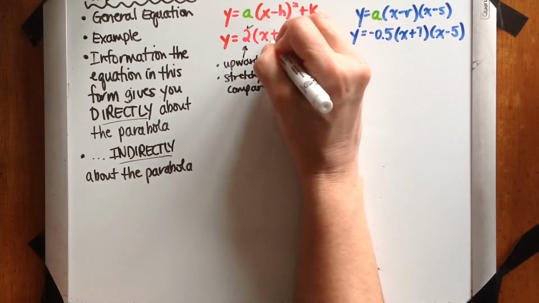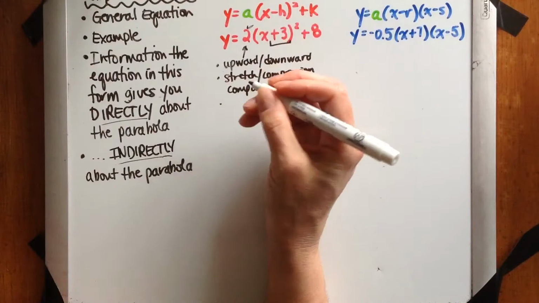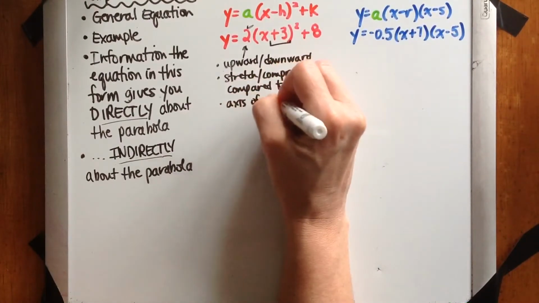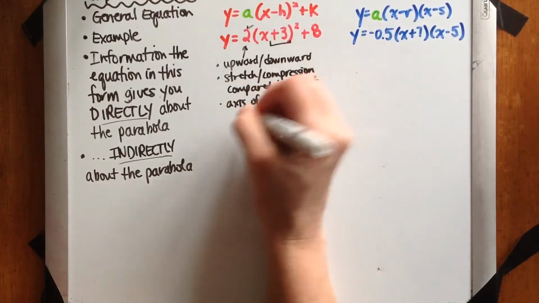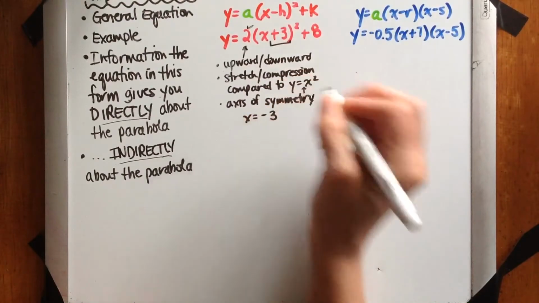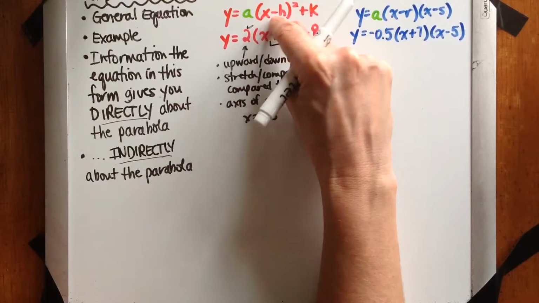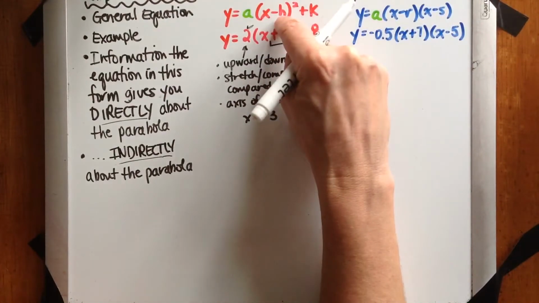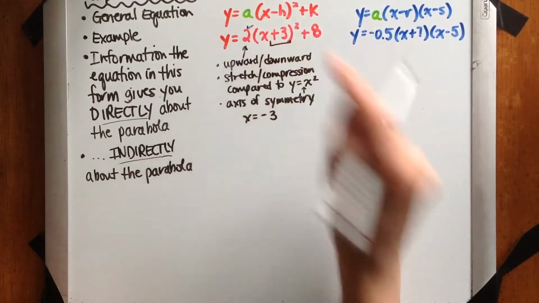Next, what does h tell us? H tells us the axis of symmetry for our upward or downward facing parabola. And so in this case, x is equal to not plus 3, but negative 3. And we've talked about this in the other lessons because it's x minus h. So if we put in h is negative 3, x minus negative 3 means we see it as x plus 3.